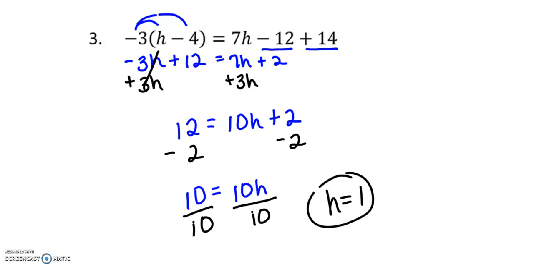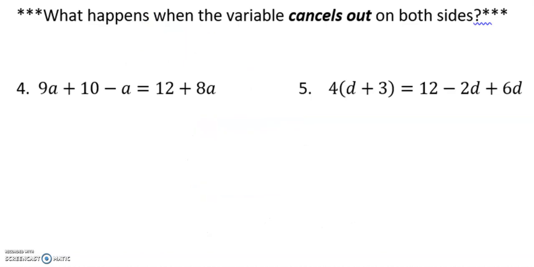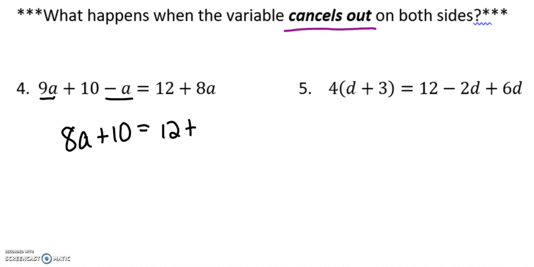Okay, on the bottom, the last two I want to look at is sometimes we do this and the variable actually cancels out, meaning they both end up being zeros. So let's look at number 4. Obviously we know what's going to happen, but let's walk through the steps anyway. I'm going to combine like terms on the left side. I have a 9a minus a 1a, so I have 8a plus 10 equals 12 plus 8a. Nothing to do on the right side.